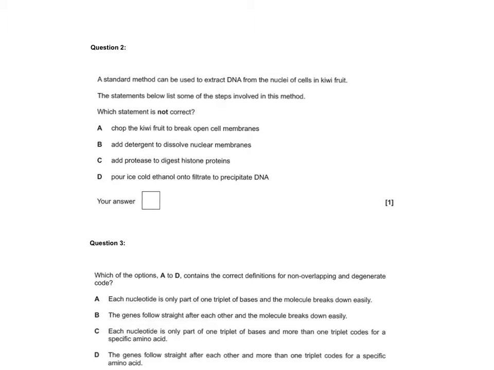Okay, question number 2, we're looking for statements that are not correct. Chop the kiwi fruit, that is a step that we do, but that's not to break open the cell membranes, that would just break the cell wall, so the correct answer there is A.